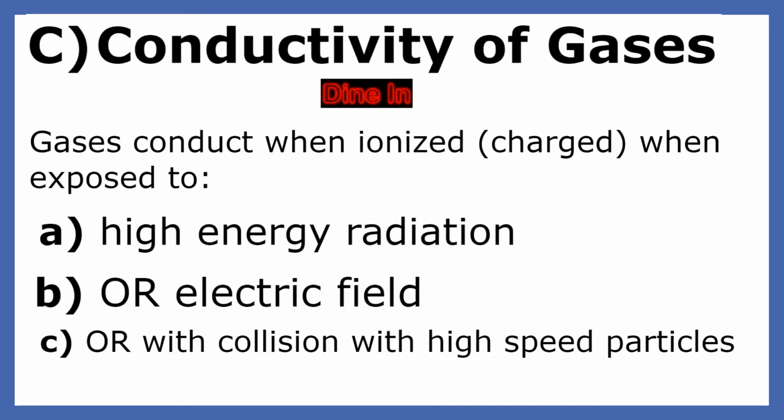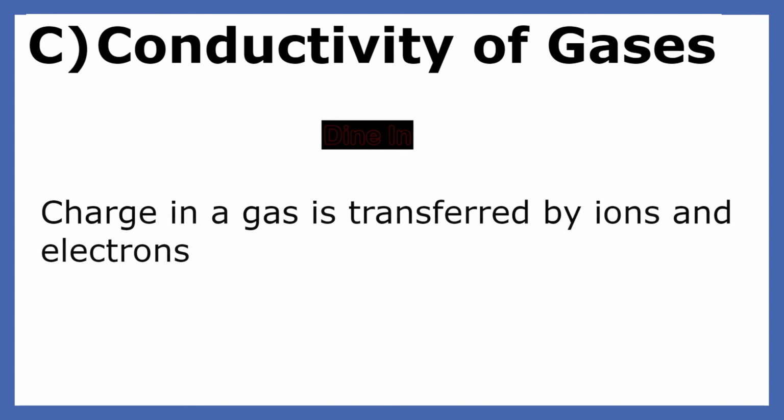Gases are able to conduct electricity when exposed to high energy radiation or an electrical field. Neon and fluorescent lights are two examples of how a gas can conduct electricity. When a gas conducts electricity, charge is transferred with ions and electrons.